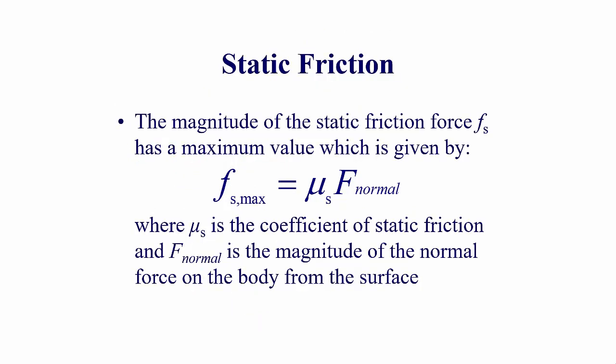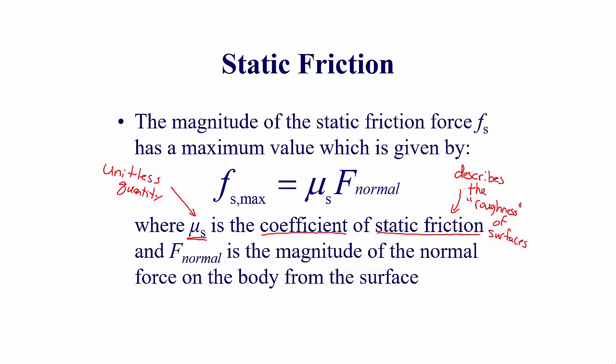And so we saw with static friction that the force of static friction can get bigger and bigger until we reach some point when the object starts to slide. There's some maximum value that the force of static friction can have. That maximum value is given by the equation: the maximum force of static friction equals mu sub s, the Greek letter mu, times the normal force.